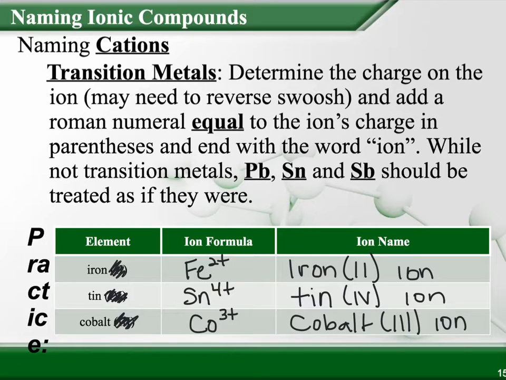So here, just real quick, I want to remind you that the Roman numerals are listed 1 through 6 in order on the back of your periodic table under the transition metals section. So if you need help with your Roman numerals, there you have it right on your periodic table.